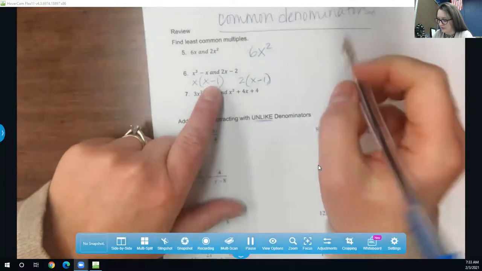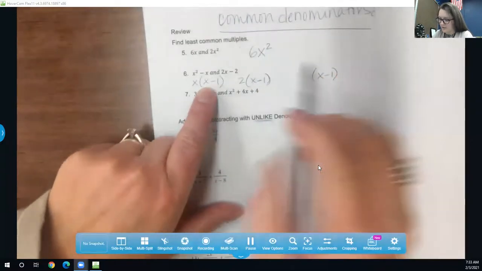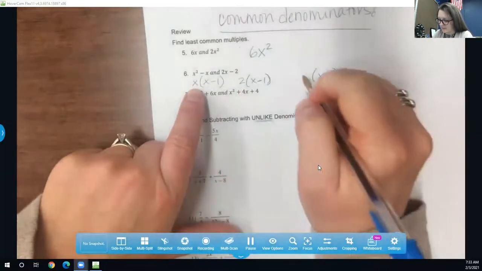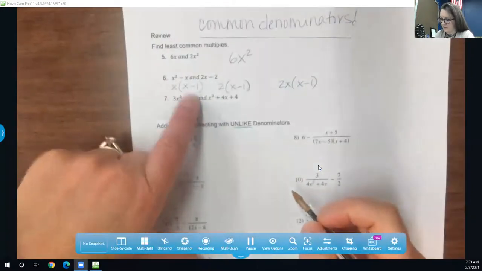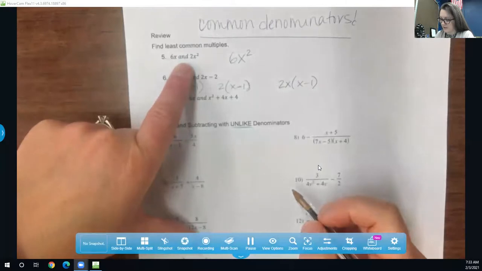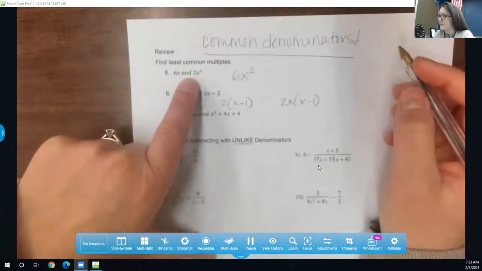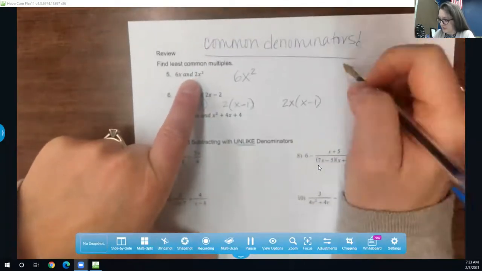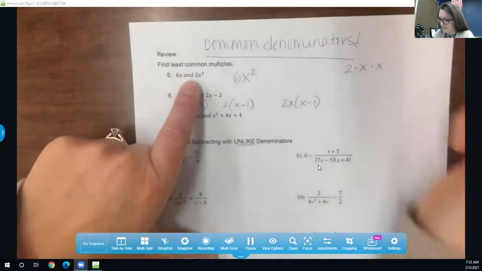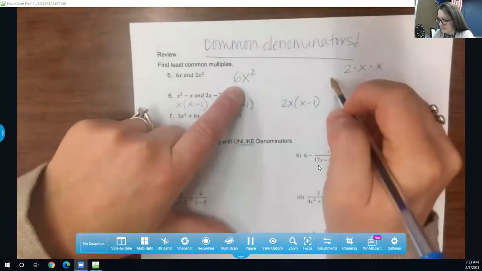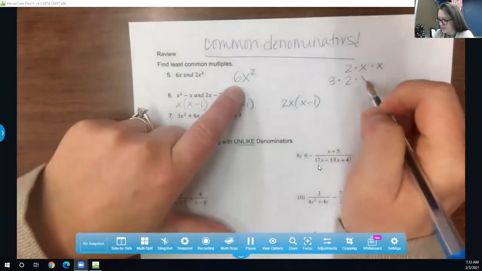X minus 1, so that's definitely a part of it. And then I have a 2 and an x. Well, it's 2x. So let me show you a little short way to do this if you're just having difficulty thinking about it. Let's look back up here at 6x and 2x squared, and you may be totally fine with this and you can skip over this part. I have 2 times x here. For 6, I have 3 times 2 times x.